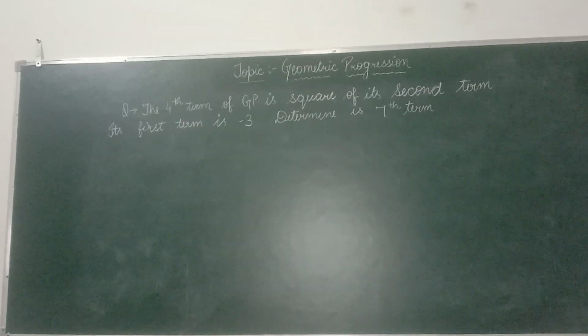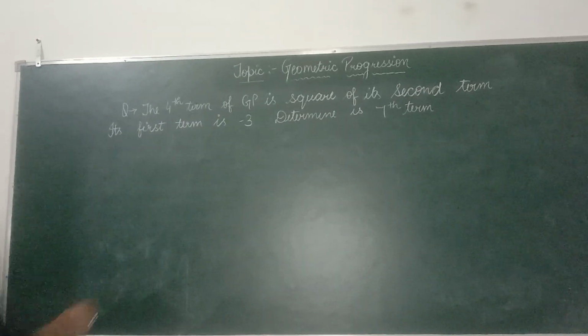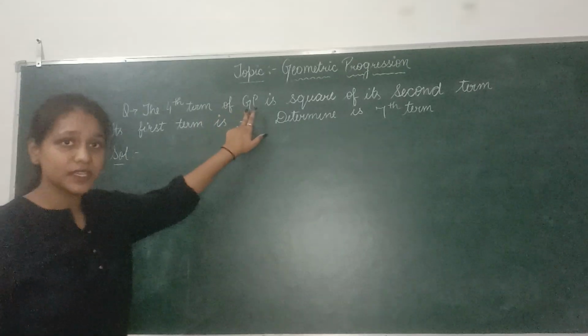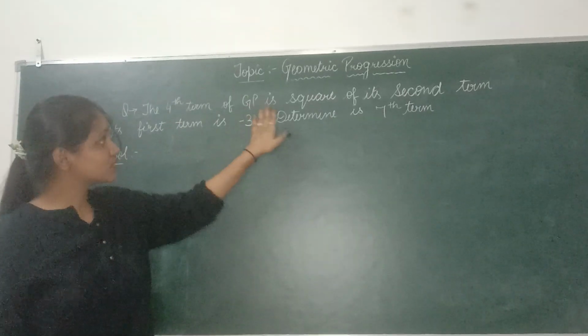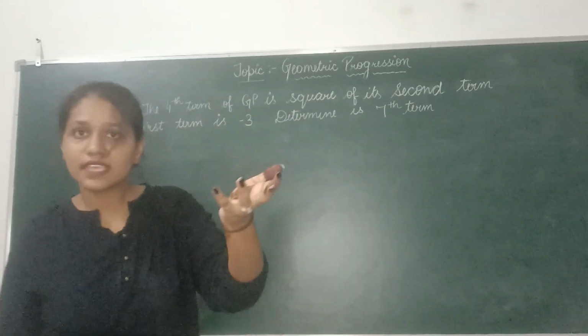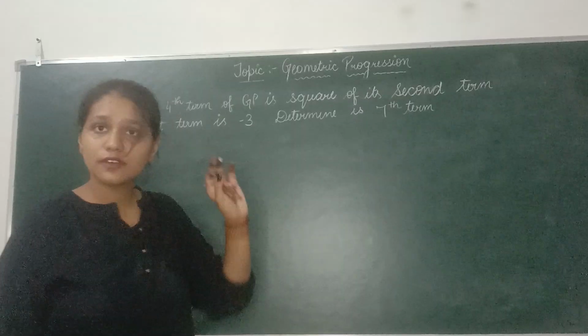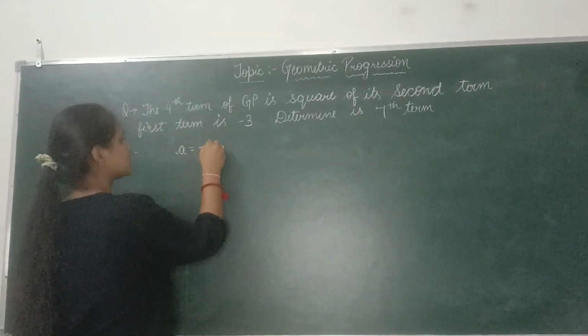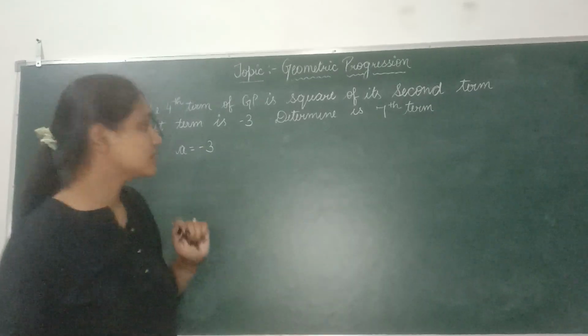In the next question, first of all, the question is given: the fourth term of a GP is the square of its second term, and the first term is A, which is given as minus 3, and we have to calculate the value of A7.